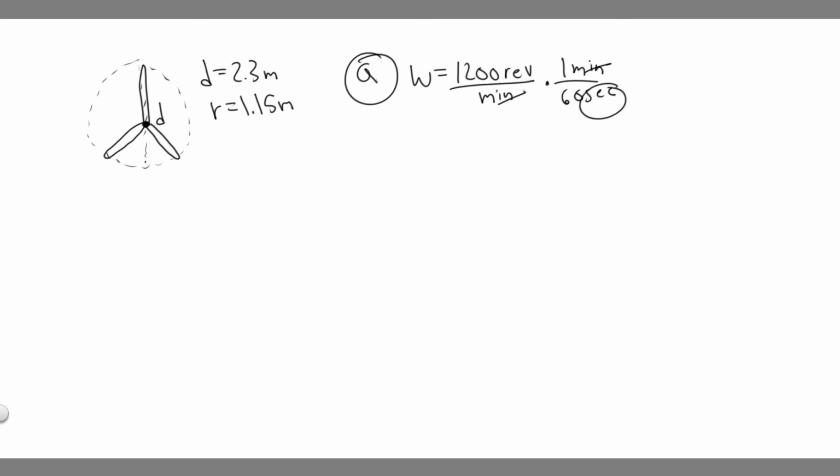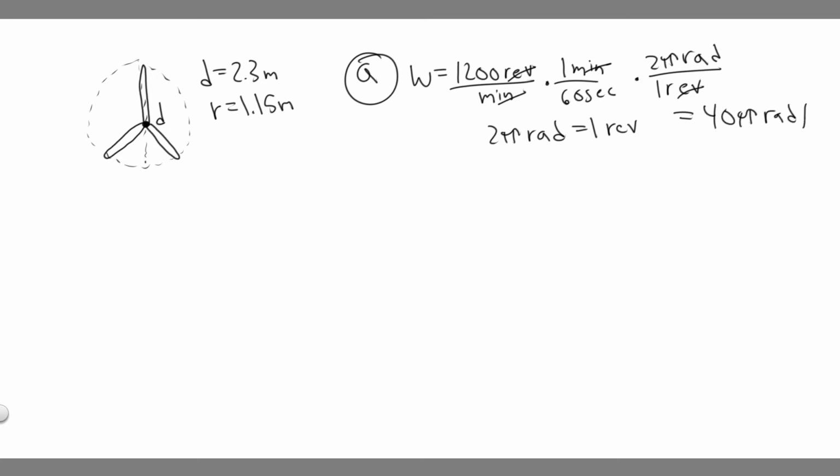Now we have it in revolutions per second, but we need it in radians per second. So you need to know that there's 2 pi radians for every single 1 revolution. So if we want to convert from revolutions to radians, you just multiply by 2 pi. Because notice that's going to cancel out the revolutions. And now we have it in radians per second. So 1200 divided by 60 is just 20, and then 20 times 2 pi is 40 pi. So it's going to be equal to 40 pi radians per second. That's going to go ahead and be your answer to the first part.